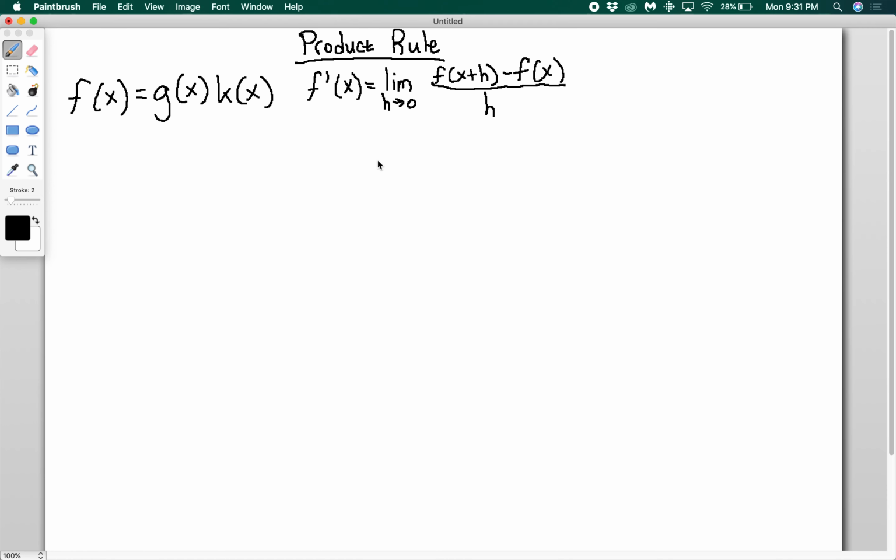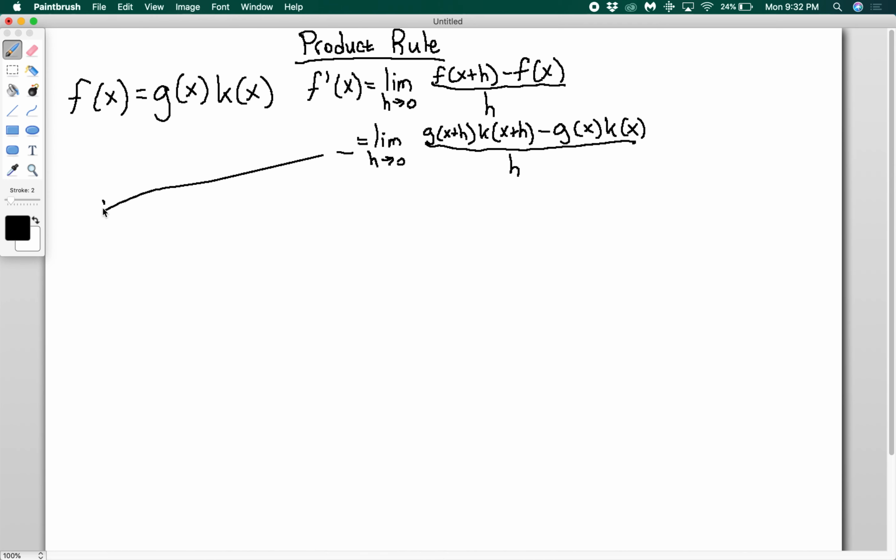And now I want to plug in my function. So I'm going to have the limit as h goes to 0 of g of x plus h times k of x plus h minus g of x times k of x, all divided by h. Okay.